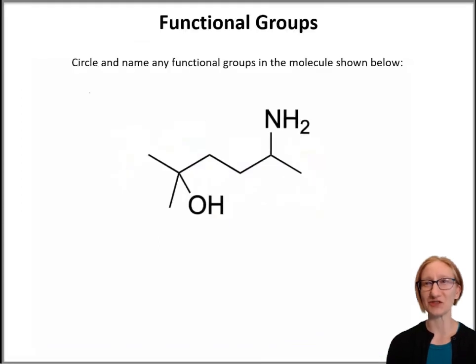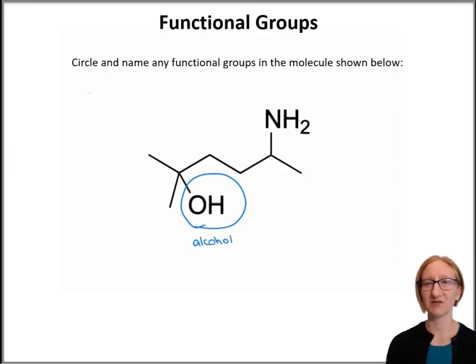We'll end our discussion of functional groups with this question that we posed at the beginning. So go ahead and pause your video and circle and name any functional groups in the structure shown below. Okay, this question is more straightforward than the one we just tackled. There are only two functional groups to identify here. The first is an alcohol, again characterized by the oxygen that's bound to an organic group and a hydrogen.